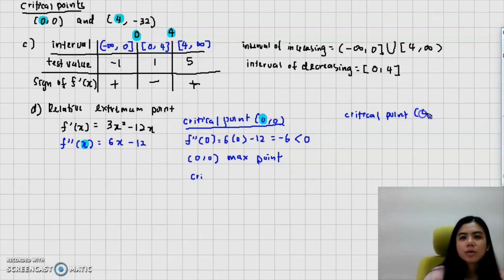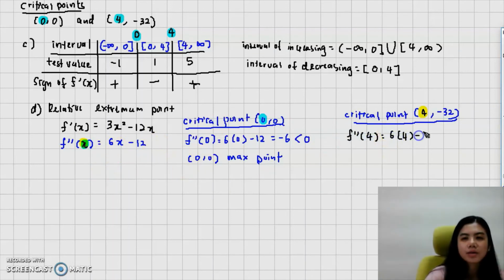So the second critical point, we have 4, negative 32, same thing. Okay, so we're going to substitute our 4 into the f double prime in here. So we will have f double prime of 4. So we have 6 multiplied by 4 minus 12. So the answer is actually 12. Okay, sorry, the answer is actually 6.